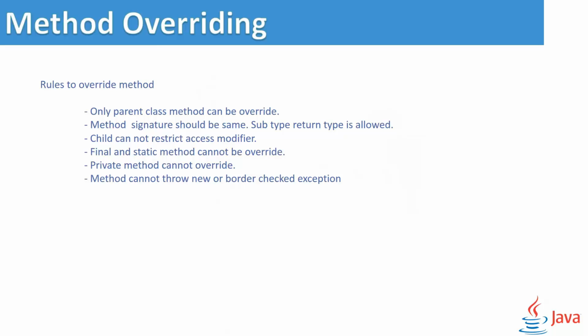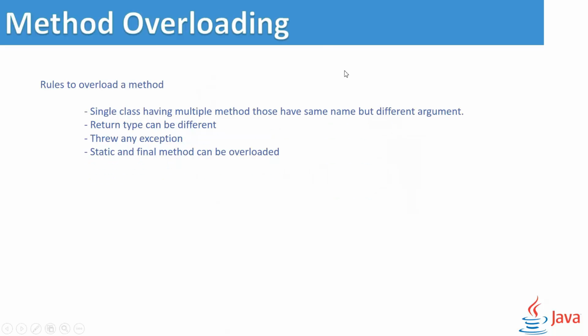This method overriding is also known as one of the examples of late binding or dynamic binding. Now let's see some rules of method overloading. When multiple methods having the same method name but different arguments in a single class, it is known as method overloading. In method overloading, a method can return different values or can throw any type of exception too. A static or final method can also be overloaded.